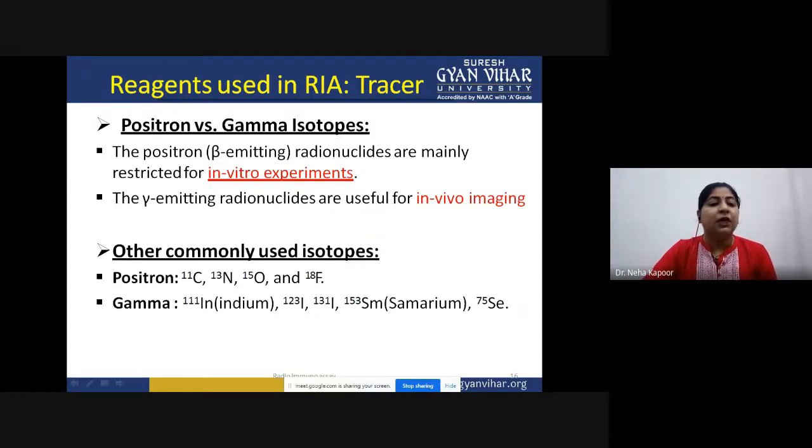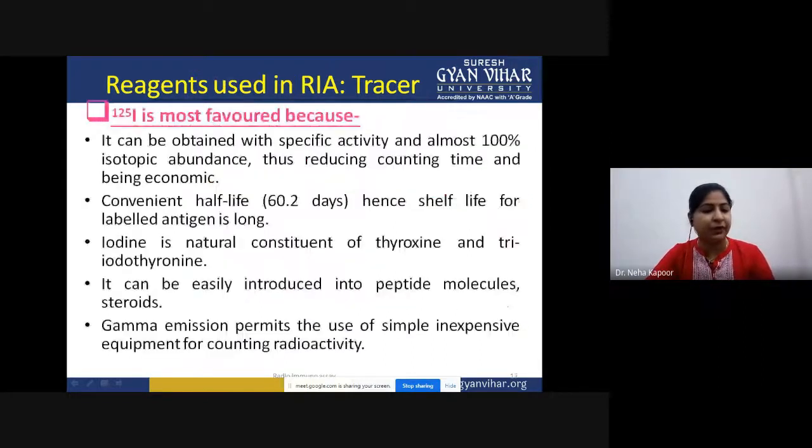Next point, how you can go for the production of these molecules. For example, you can use either positron or gamma isotopes. Positron means the beta emitters. They are normally restricted to in vitro experiments. If you want to perform certain kinds of in vivo experiments, or you want to go for in vivo imaging, in that case we use gamma emitters, for example iodine 125. These are the commonly used positron isotopes as tracer molecules in RIA: C11, N13, 15O, 18F. In case of gamma, we use indium, samarium, selenium, iodine 120.